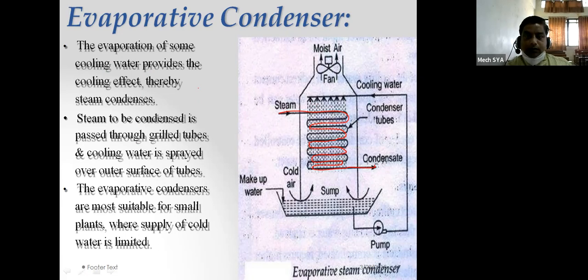So there are small nozzles here. These nozzles are supplied from a reservoir or sump. With the help of a pump, this cooling water is supplied to the nozzles. The nozzles break it into minute particles and spray it over these gilled tubes. So the water evaporates, and the heat required for the evaporation it takes from the steam. The steam gets condensed, and this condensate can be removed here.